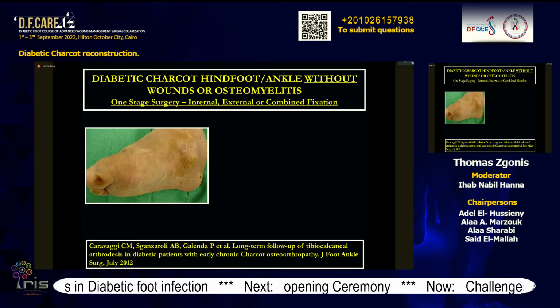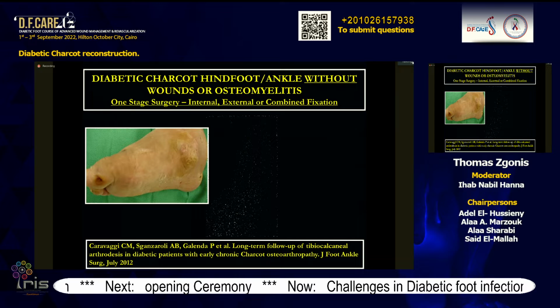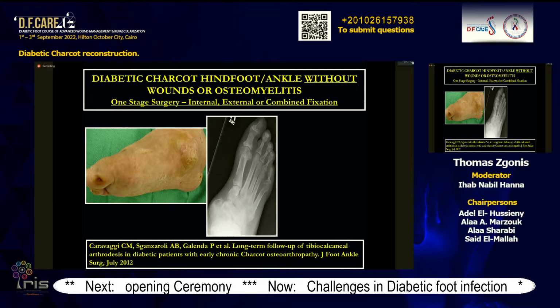Now we're staying on the hindfoot ankle. We'll move an anatomical location more proximal on the ankle joint. And you can do one stage here if they don't have any wounds or osteomyelitis. This is a patient with a severe instability. You see the talonavicular joint on the hindfoot ankle. However, the patient had no evidence of any wounds or osteomyelitis.